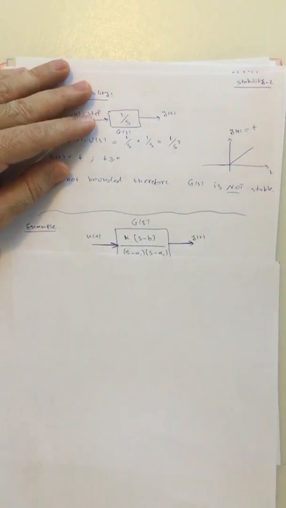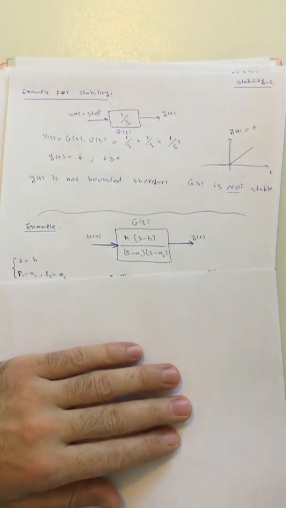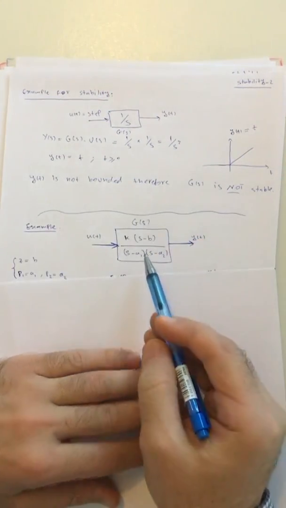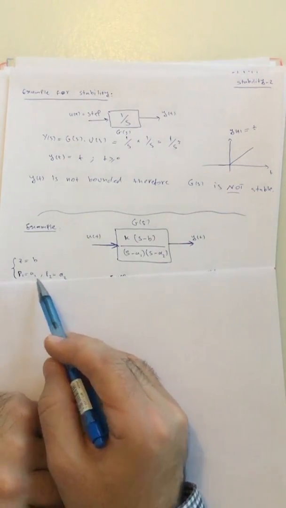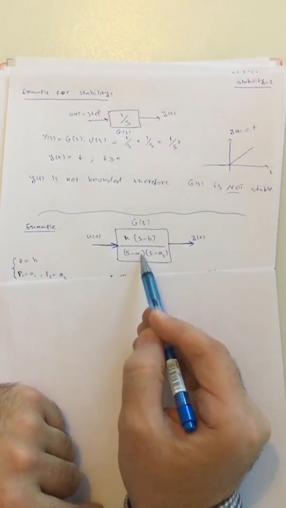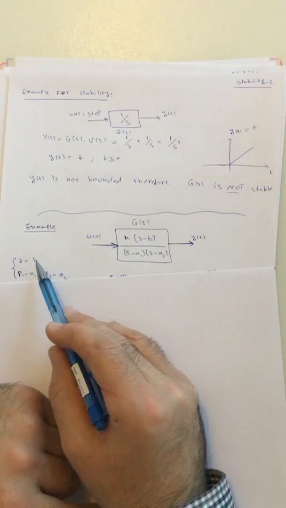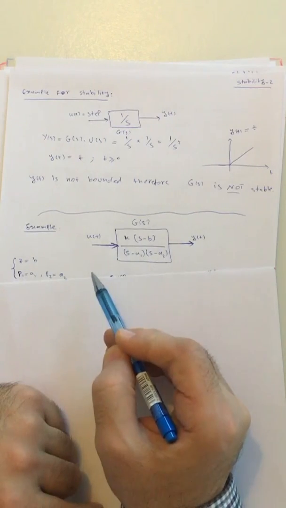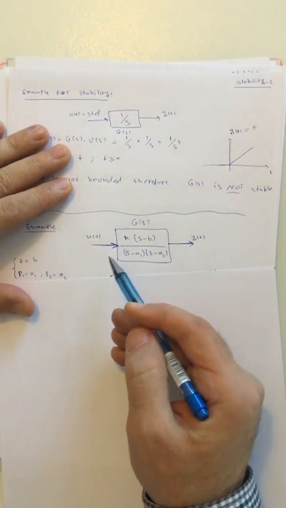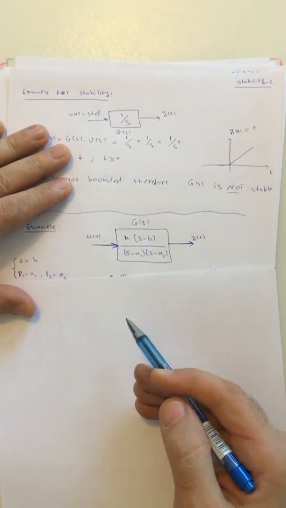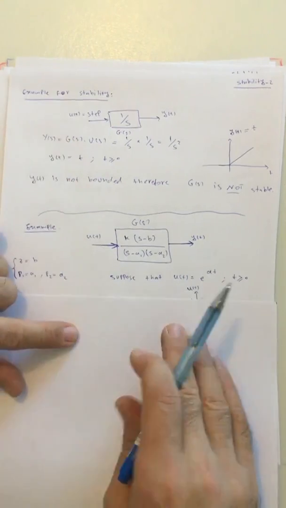For the next example, I have considered a more general case, where we have a transfer function with 2 poles and 1 zero. The system has 2 poles at a1 and a2, and 1 zero at b, and we want to investigate the stability. Again, if we want to prove the stability, we should try all possible inputs, but let's try one of them, which has this form.